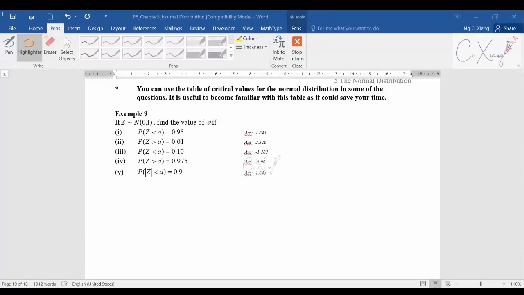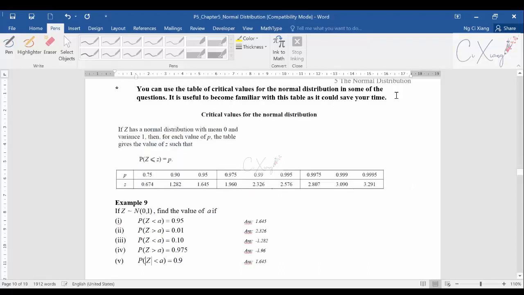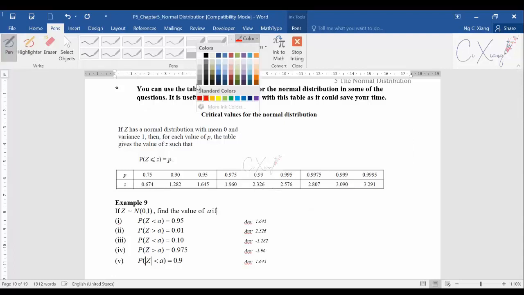I need to show you the table. Okay, so maybe I can show you this table. I took this table out from the normal table also. It is at the bottom part at the end of the normal table that we use in the formula booklet. You just have a look, you will see it is at the bottom part. For this part of the table, sometimes it can actually save some of our time when you want to get the value for A.